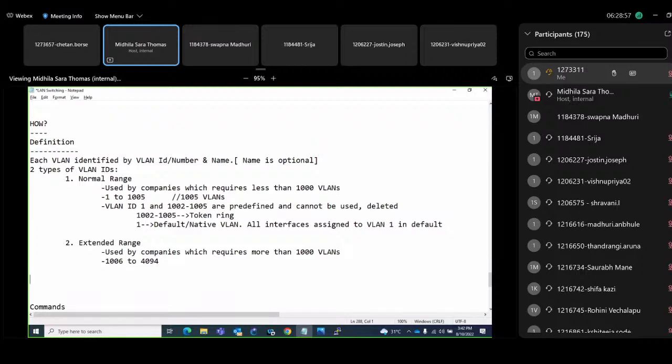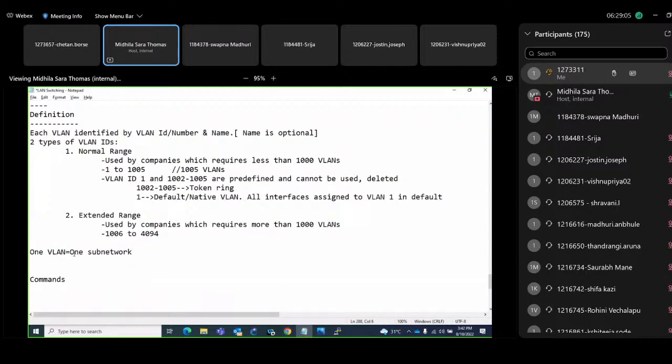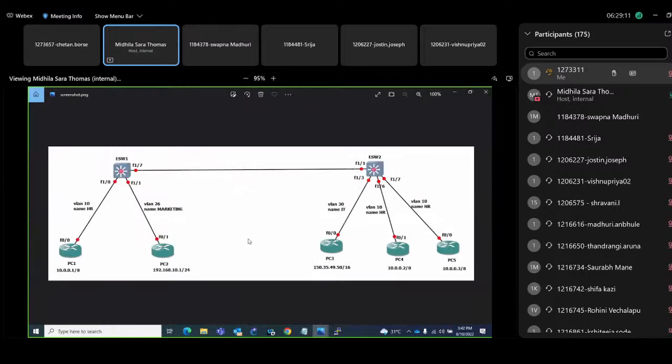Now you know that one VLAN means one subnetwork, right? Just look at this. One VLAN means one subnetwork or not? Here you have the VLAN ID, VLAN name is HR, ID is 10, and this VLAN is in the 10 network. Here also VLAN 10, name HR, isn't it in the same 10 network? Yes, each VLAN has one subnetwork. So the number of subnetworks is equal to the number of VLANs.